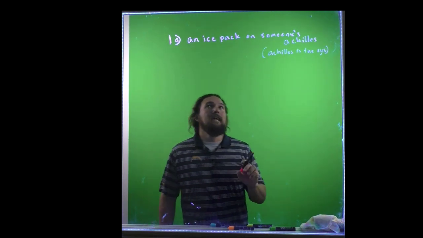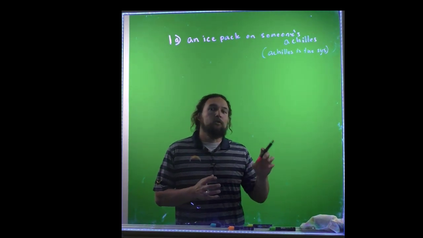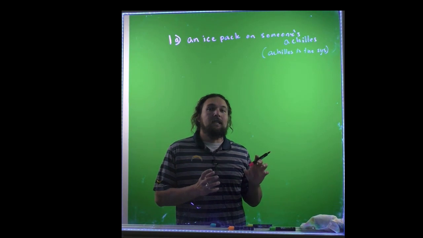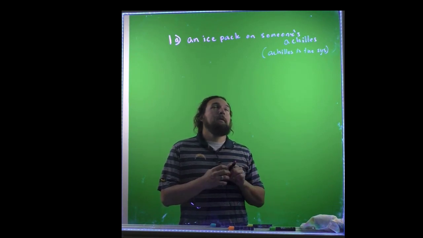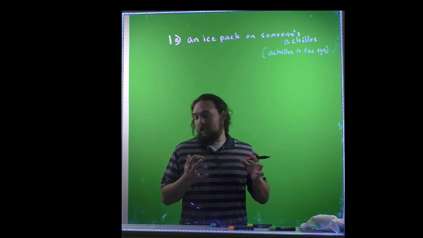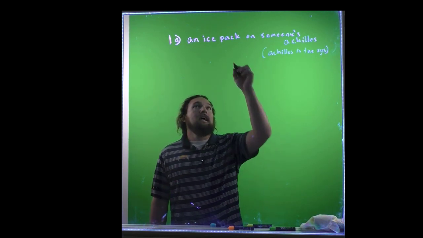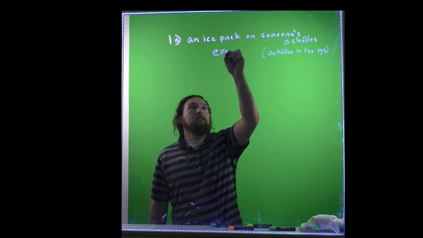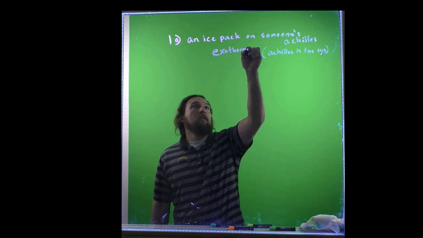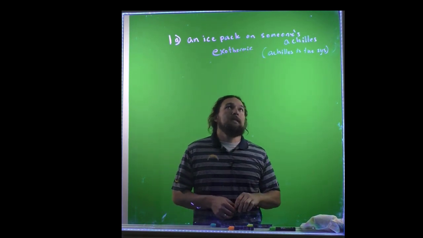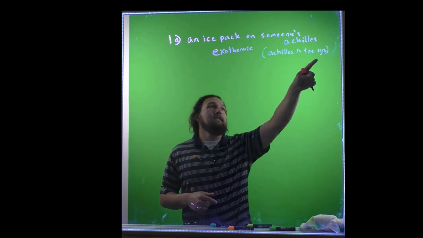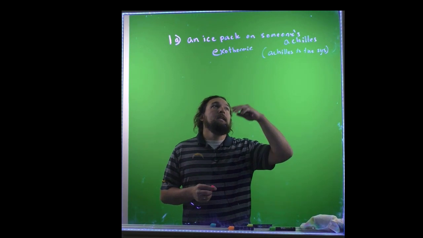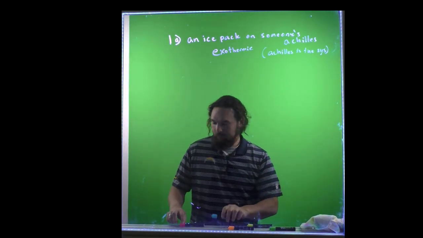So in this case, we can think of the ice pack goes on the Achilles. It's cold, so it's going to pull heat from the Achilles. So the Achilles is actually giving off heat. So in this case, the answer would be exothermic for the Achilles. If we were talking about the ice pack, it would be endothermic because it would be taking in heat. But since the Achilles is the system, it's going to be exothermic in this case.